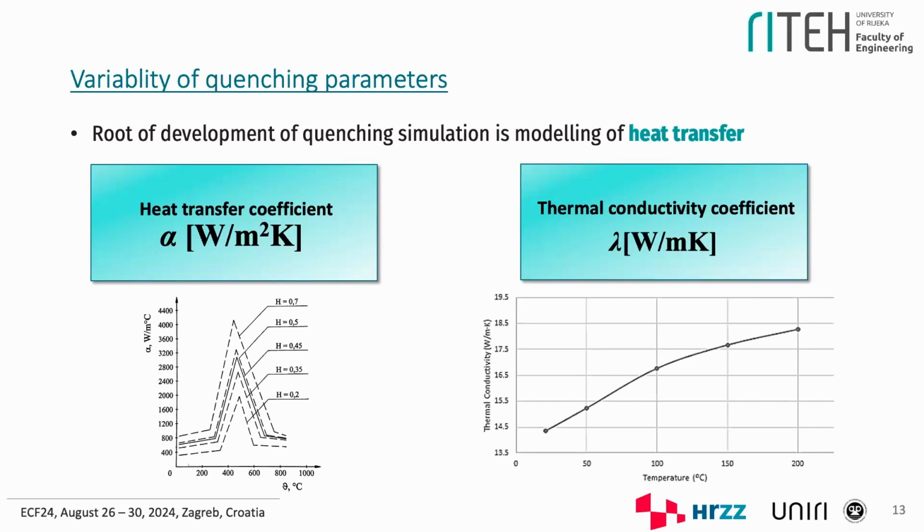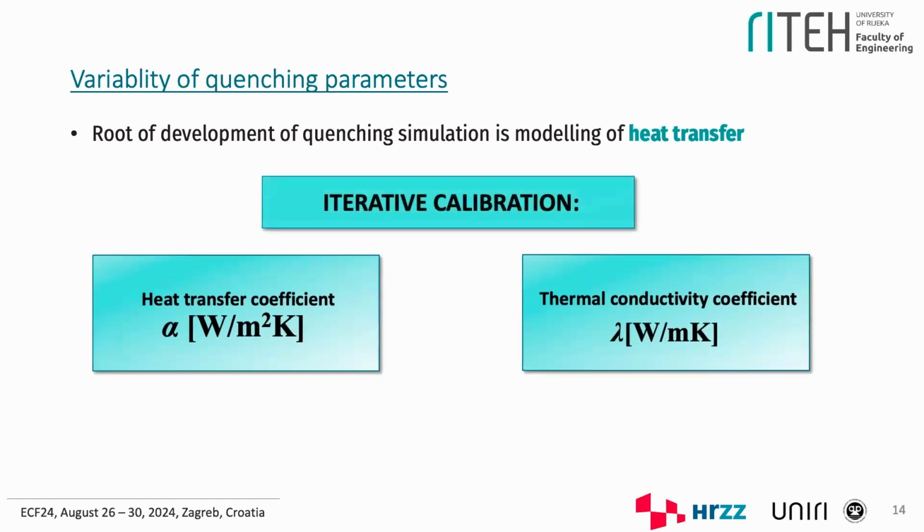We don't know the distribution of both of these coefficients, because they are dependent on a lot of quenching parameters. So what needed to be done for this situation is we needed to simultaneously perform iterative calibration of both of these coefficients, trying to use some kind of previous research, which was really limited. And by the end, we got some final results.